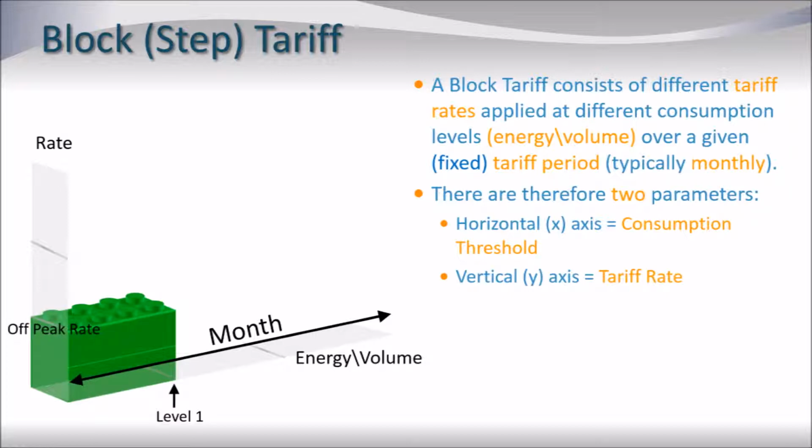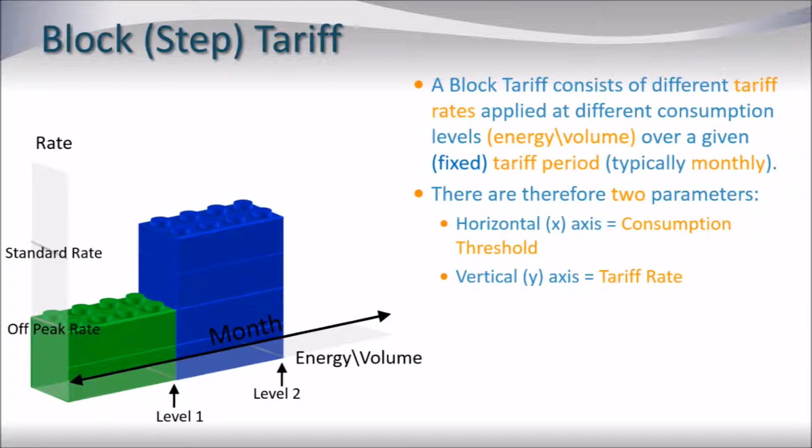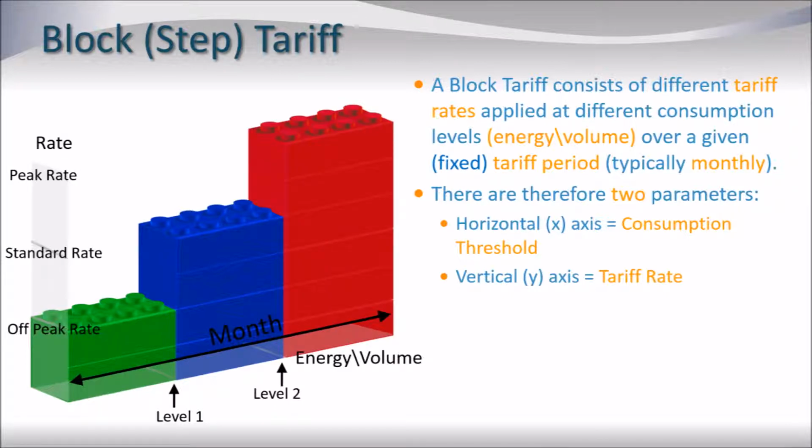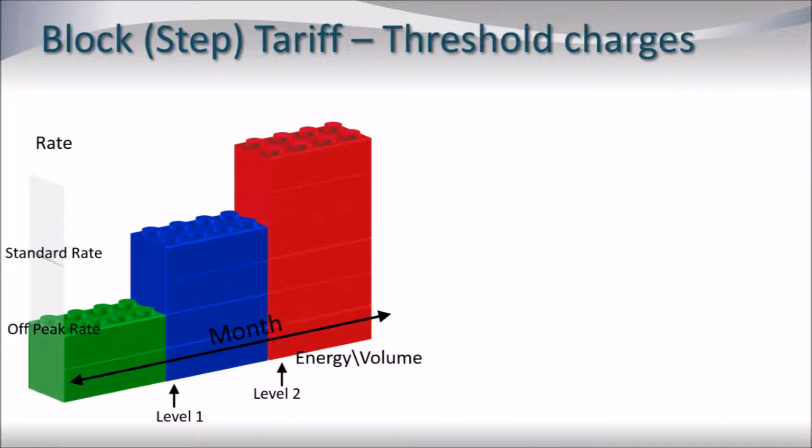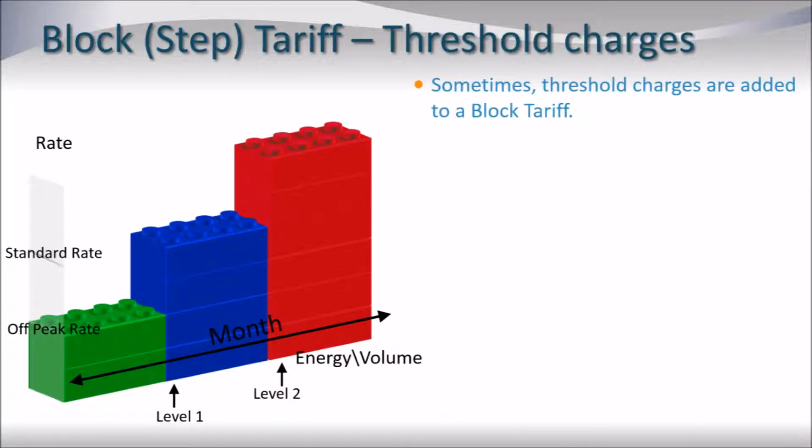The first block, the off-peak rate, applies up to level 1. The blue block, at the standard rate, applies up to level 2. And the peak rate applies for all volume or energy thereafter. A quick trick question. Why is the tariff linked to energy or volume and not demand, power or flow? Remember, meters measure consumption, energy or volume. That's why.